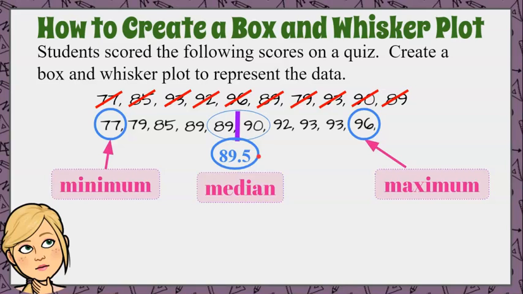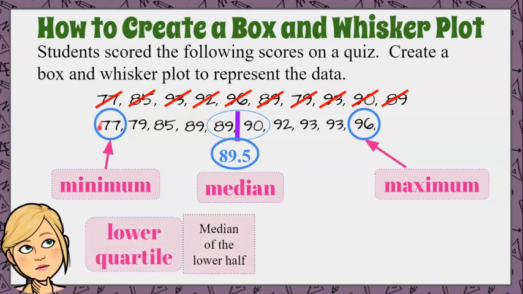Now I need to identify my lower quartile. So I look at my lower half of my data, and my median of my lower half is 85. That's the middle of my lower half of my data. So that will begin my box when I draw my box and whisker.